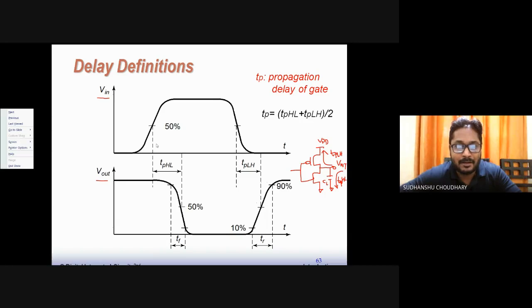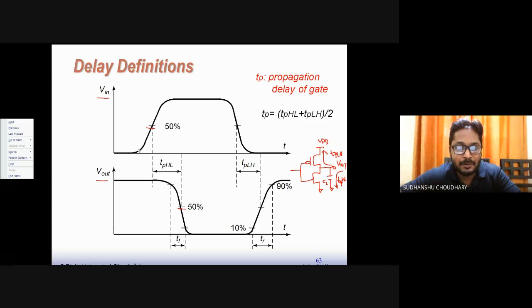Now TPHL can be located from the input and output waveforms. It is calculated between this point and this point of the input and output. That is, you locate the 50% point on both the input and output. 50% here means that when the input moves from low to high, it reaches 50% of its final value. The final value is VDD. So the input is making a transition from 0 to VDD, and whenever it reaches VDD by 2, that is the 50% point, you locate this point on the input waveform.